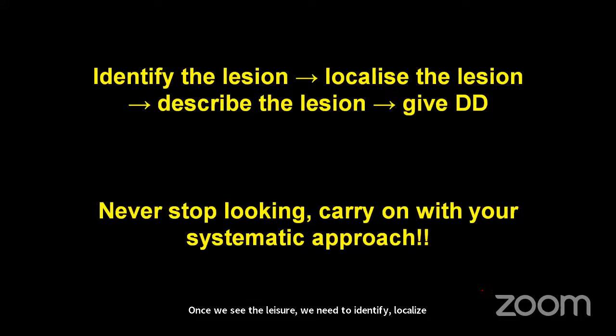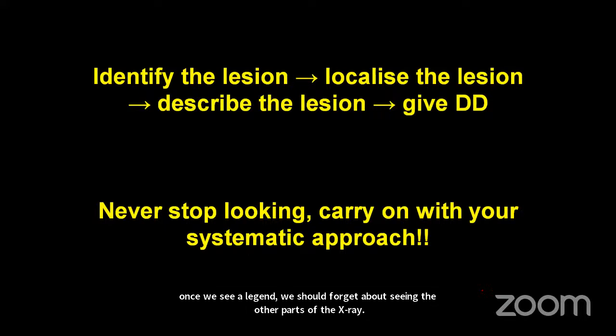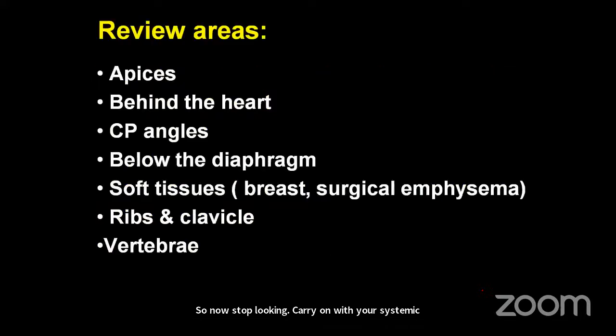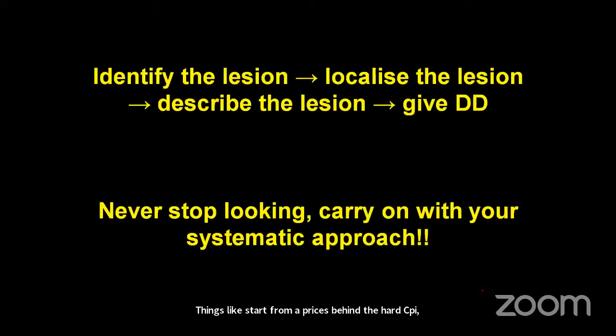We should never stop looking once we see a lesion, and forget about seeing the other parts of the X-ray. Like in the first X-ray I had shown, there were a lot of nodularities. If we focus on that, we may actually miss the pneumothorax. So never stop looking, carry on with your systematic approach. You have to see each and every thing, starting from the apices, behind the heart, CP angle, below the diaphragm, soft tissue, ribs and clavicle, vertebra, and general lungs.